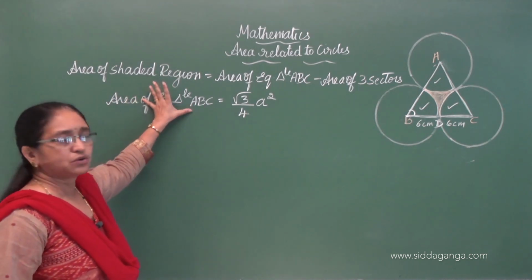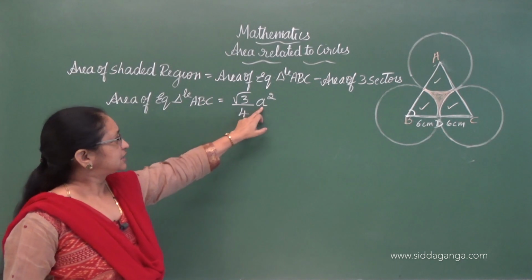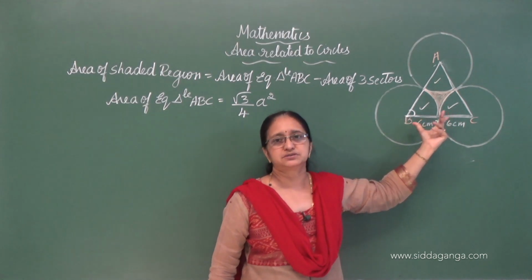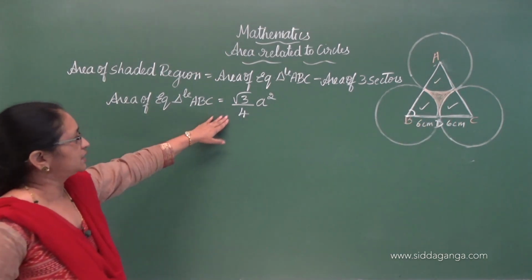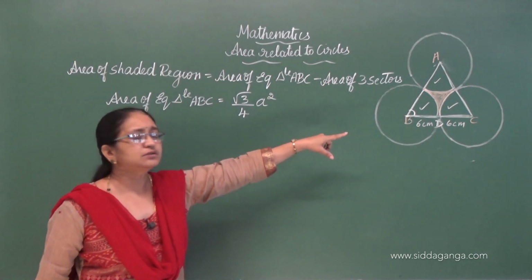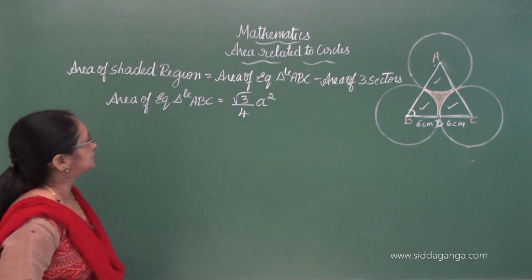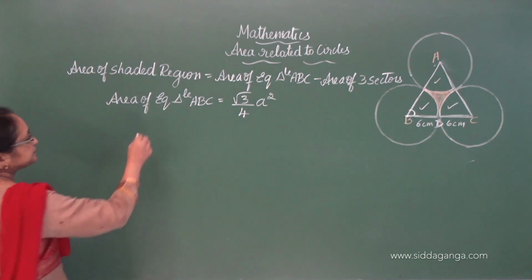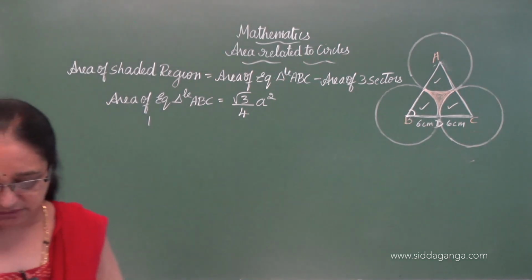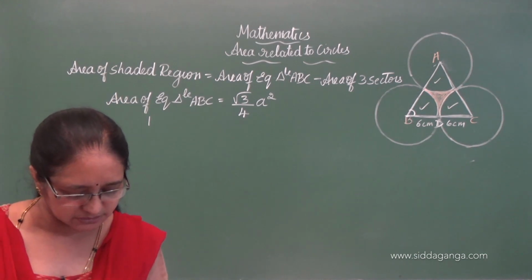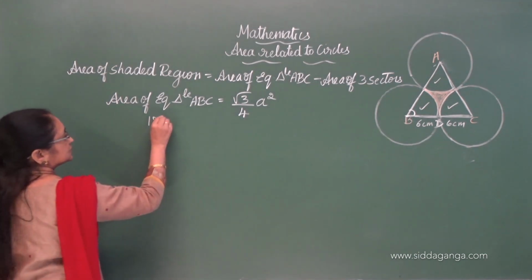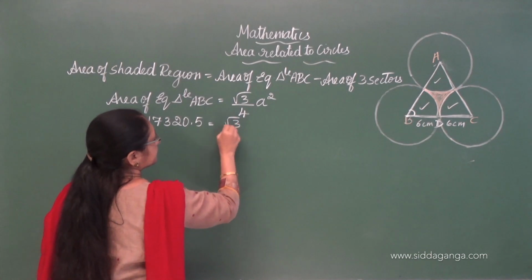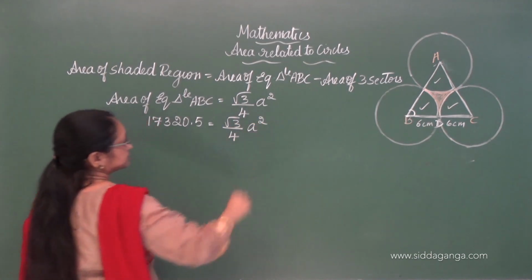Now, the area we know, root 3 by 4 is constant, A square. A is nothing but the side of the equilateral triangle. So, if you find out A, then you will get the length of BC, correct? So, let us try to do this. So, what is the area? That is 17,320.5. Area is root 3 by 4 into A square.